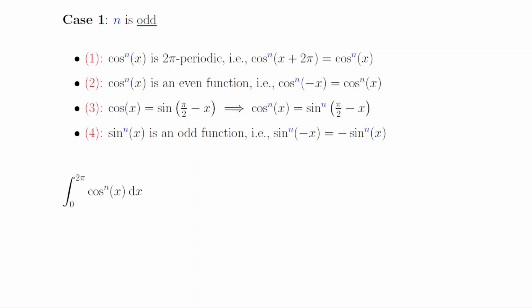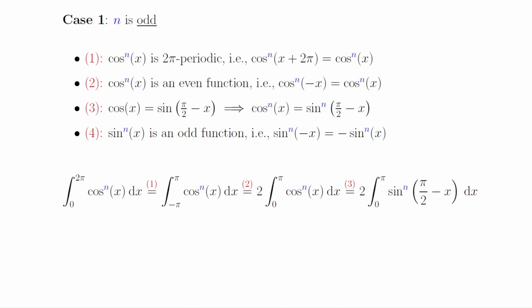Now we start with our original integral. And we apply property 1 to change the interval of integration, because if the cosine to the n has period 2 pi, then the integral is the same over any interval of length 2 pi. For example, it will be useful to consider the interval negative pi, pi. Now, by property 2, cosine to the n is symmetric with respect to the y-axis. So the integral over the interval negative pi, pi is just twice the integral over the interval 0, pi.